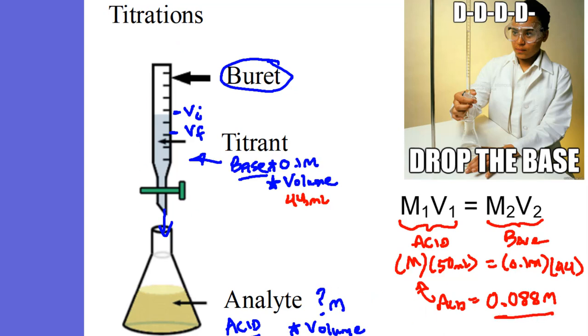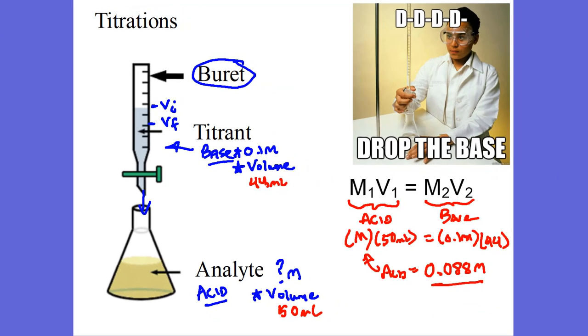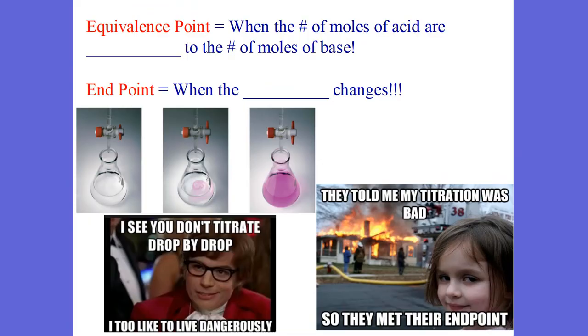So you can see how I can find out the concentration of an unknown. We use this in industry all over the place to find out the acidic concentration in soils, in solutions, in people's stomachs, all kinds of things. We will use a titration.